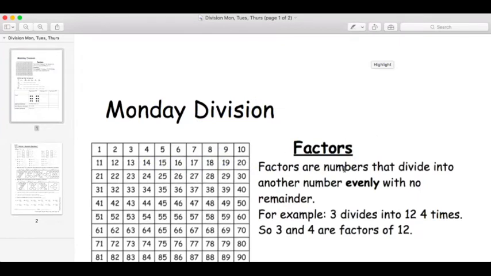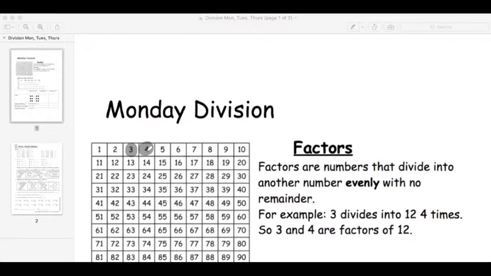So here's factors. So we mightn't have heard of the term factors before. Factors are numbers that divide into another number evenly with no remainder. So it's important that there's no remainder. So for example, 3 divides into 12 4 times. So 3 and 4 are factors of 12. So I'm going to color in the factors of 12 just so we know what we're doing. Okay, so 3 and 4 are both factors of 12 because we can say 3 times 4 gives us 12.